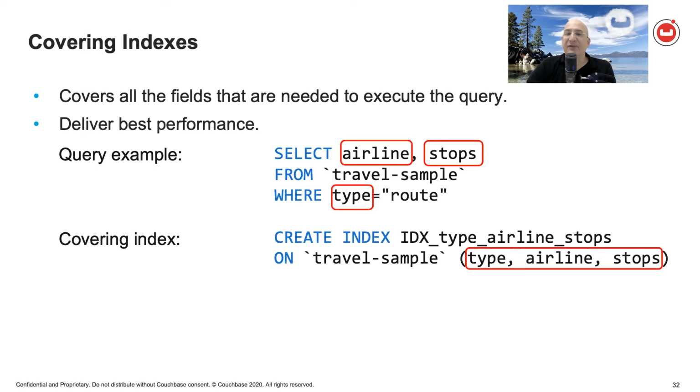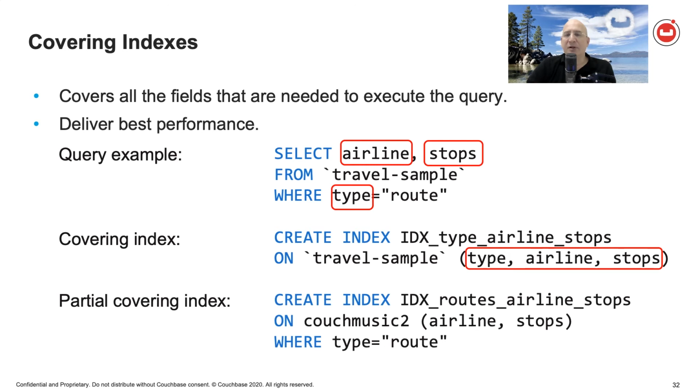To improve the index even further, we can create a partial covering index. This index is more optimal than the simple covering index because it produces a smaller index that covers only the routes documents, while it still covers all the fields required for the query.